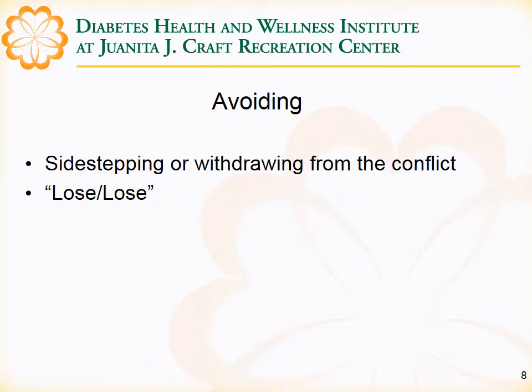Avoiding or withdrawing from a conflict requires no courage or consideration for the other party. By avoiding the conflict, you are essentially pretending that it never happened or that it doesn't exist. Some examples of avoidance or withdrawal include pretending there's nothing wrong, stonewalling, or completely shutting down. This is a lose-lose situation.